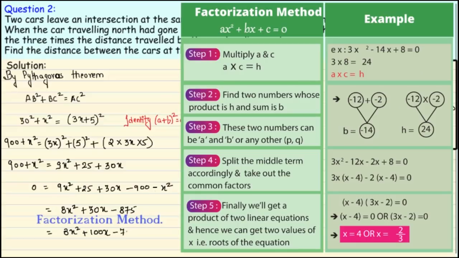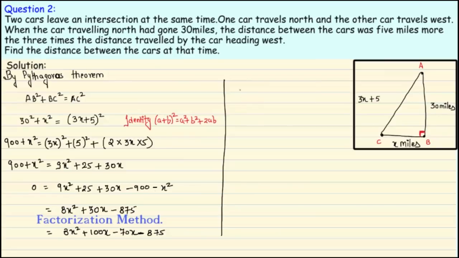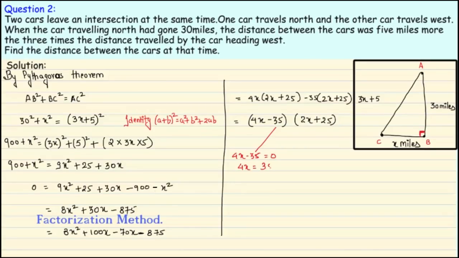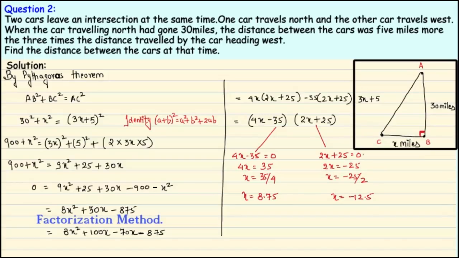here we are using the factorization method. x equal to 8.75 and x equal to minus 12.5. We cannot use x equal to minus 12.5 because distance cannot be a negative number. So we have the value of x equal to 8.75.